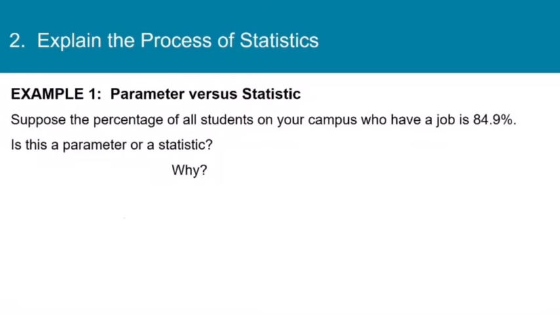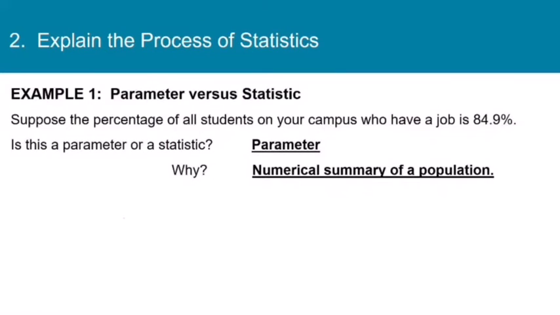So this is example 1. It says, suppose the percentage of all students on your campus who have a job is 84.9%. Is this a parameter or a statistic? Well, it depends on really who you're interested in. So it just says all students on your campus. So I'm assuming that the group we're interested in is the students on campus, and we have a number that describes all of them. So I'm going to say this is a parameter because it is a numerical summary of a population, the population being the students on campus.